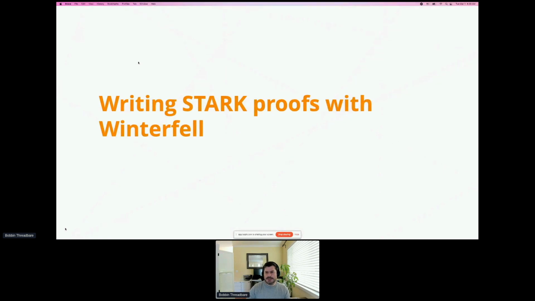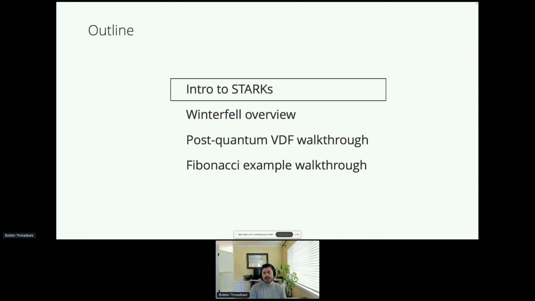All right, so this session is about Winterfell. Winterfell is a STARK prover and verifier, and we'll get into that. But in terms of the overall outline, I want to give a very quick introduction to STARKs, just to describe what they are and how they compare to other proving systems. This is not going to be a deep dive into STARKs, just a very high-level overview.